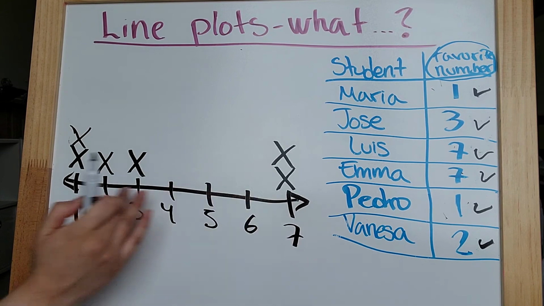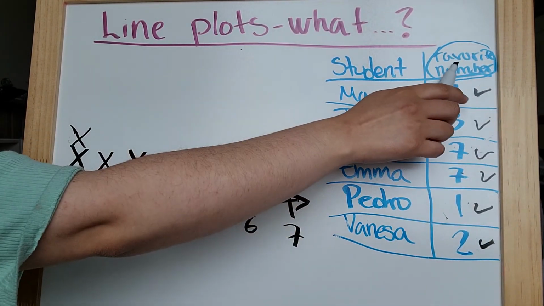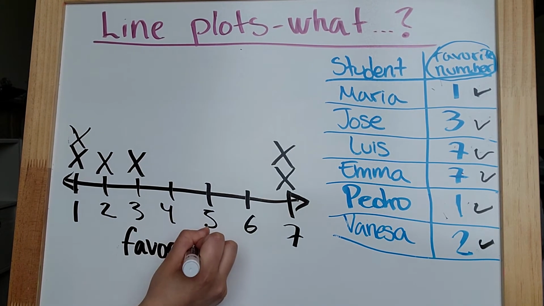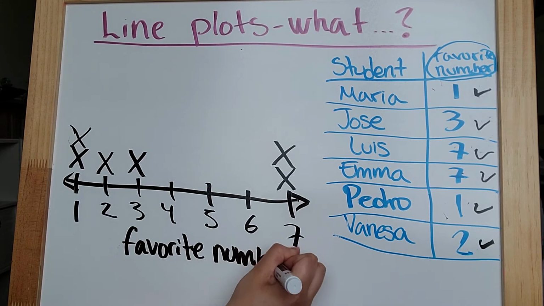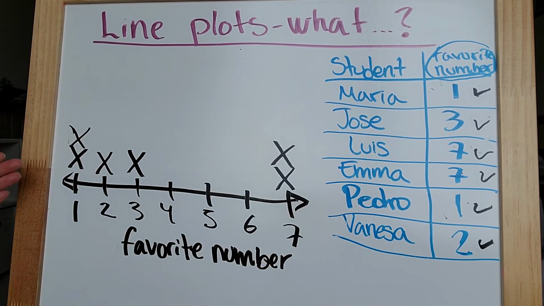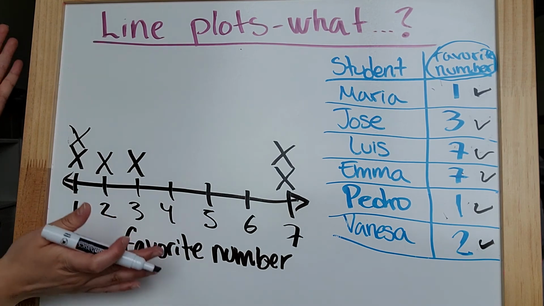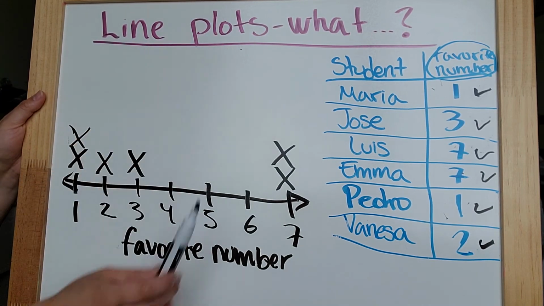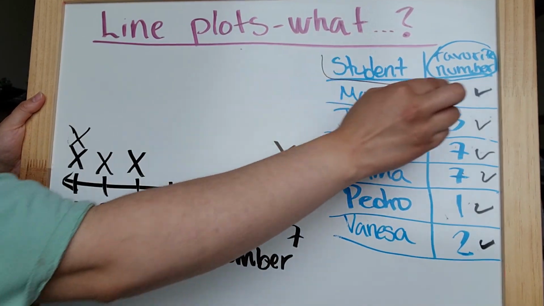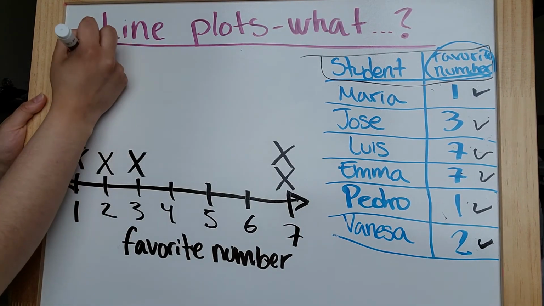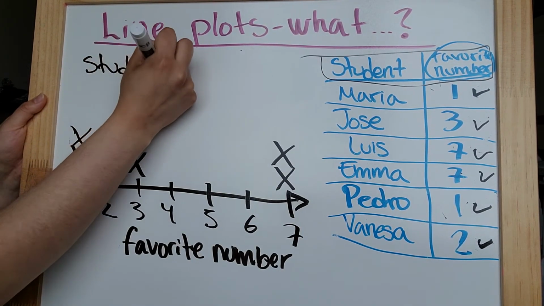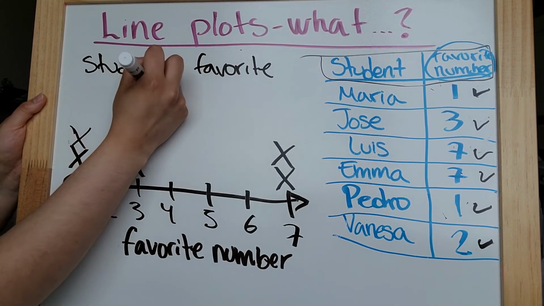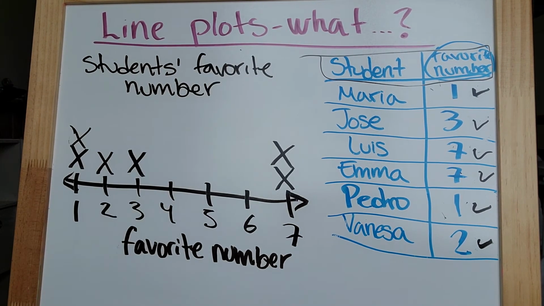I use these points based on this column right here, and this is favorite number. So I'm going to literally put it over here again. Favorite number. Okay. So now I have to just title my line plot. We always use a title for line plots so that we know what we're talking about. And to use that, we use both of these. We say students' favorite number. Okay, so now we have a title.